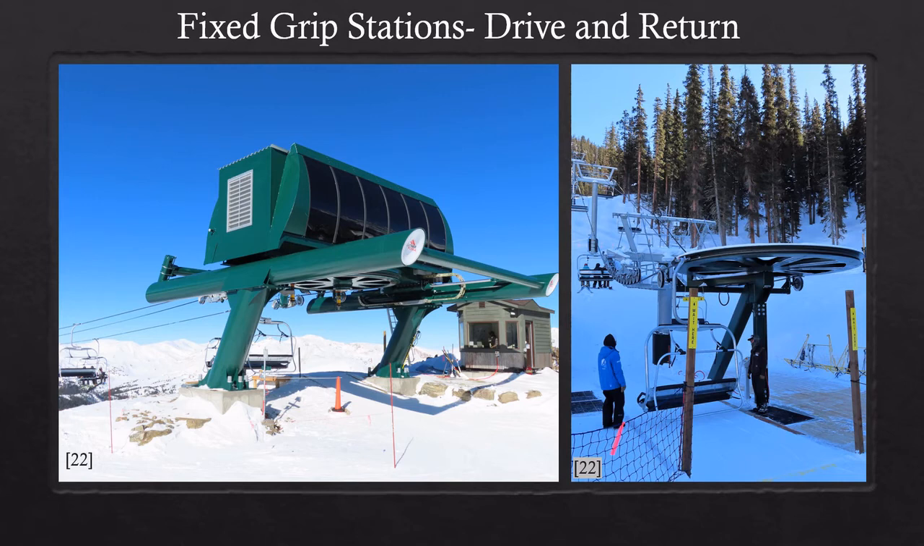The image on the right shows a return terminal for a fixed grip ropeway. Note that the bull wheel here is fixed in place, meaning that the other terminal will have the tension and drive systems.